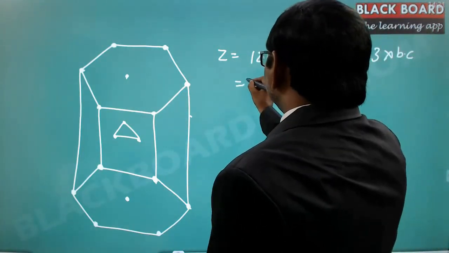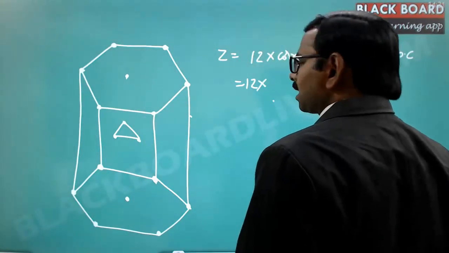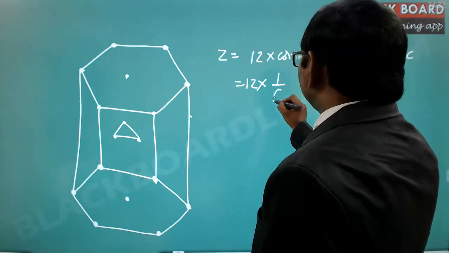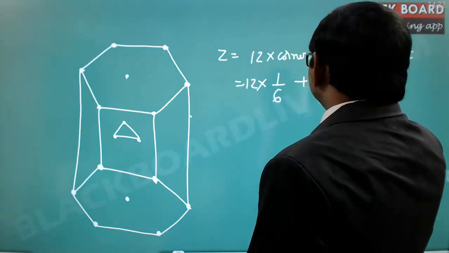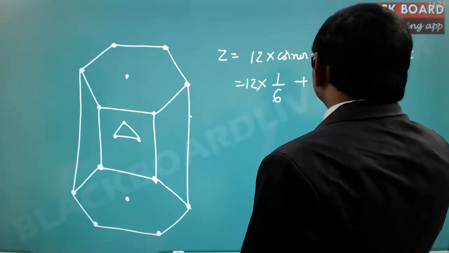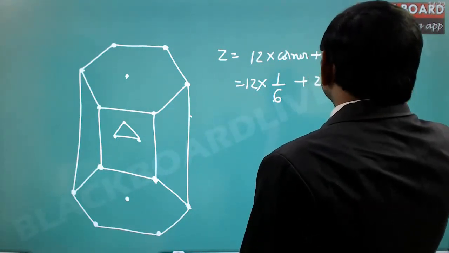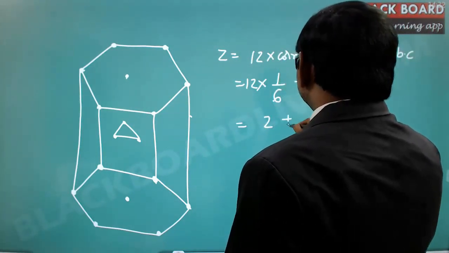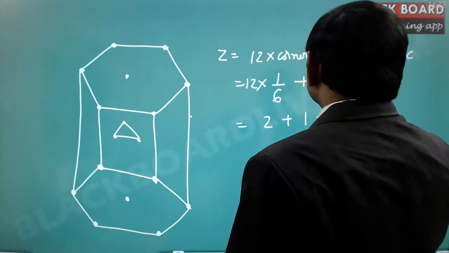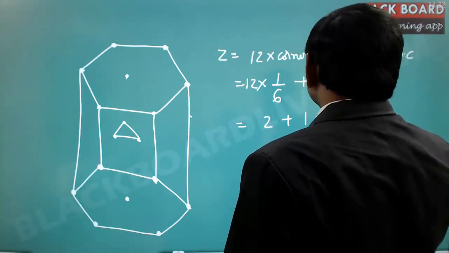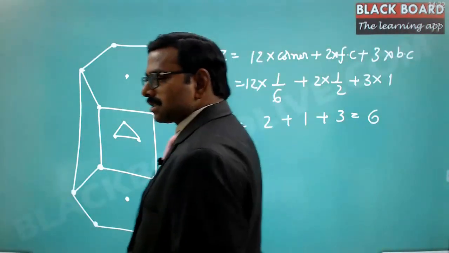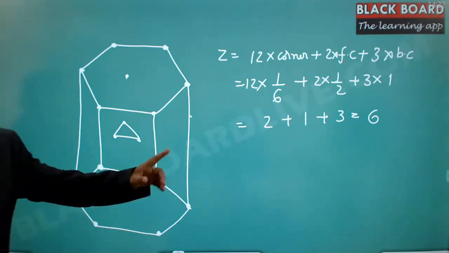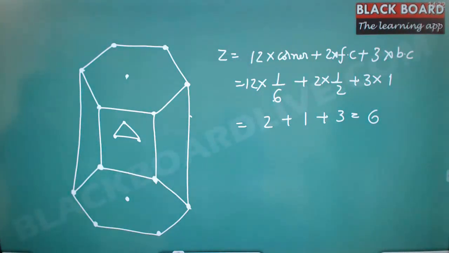12 into, in the hexagonal system, corner contribution is only 1 by 6, plus 2 into face center is 1 by 2, plus 3 into body center is 1. So 12 into 1 by 6 is equal to 2, plus 2 into 1 by 2 is 1, plus 3 into 1 is 3. Total is equal to 6. So in hexagonal system, total points are 6. 2 plus 1 plus 3 is equal to 6.